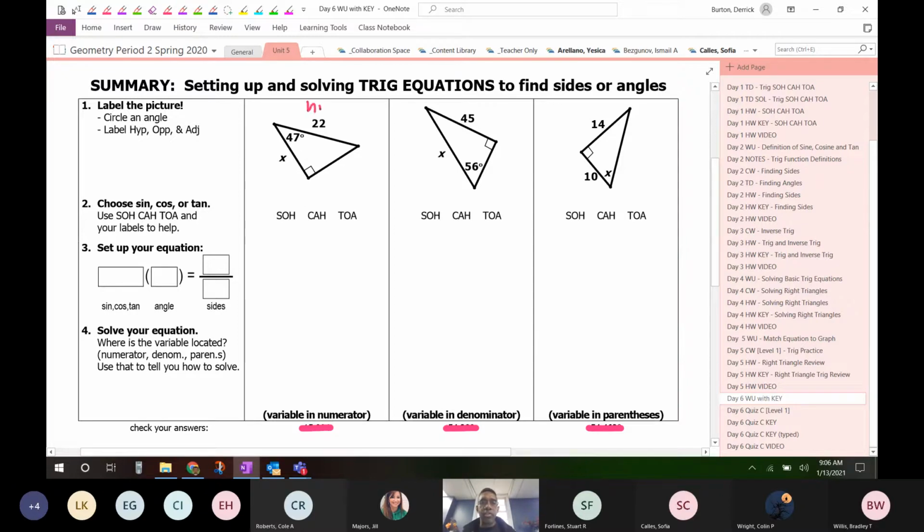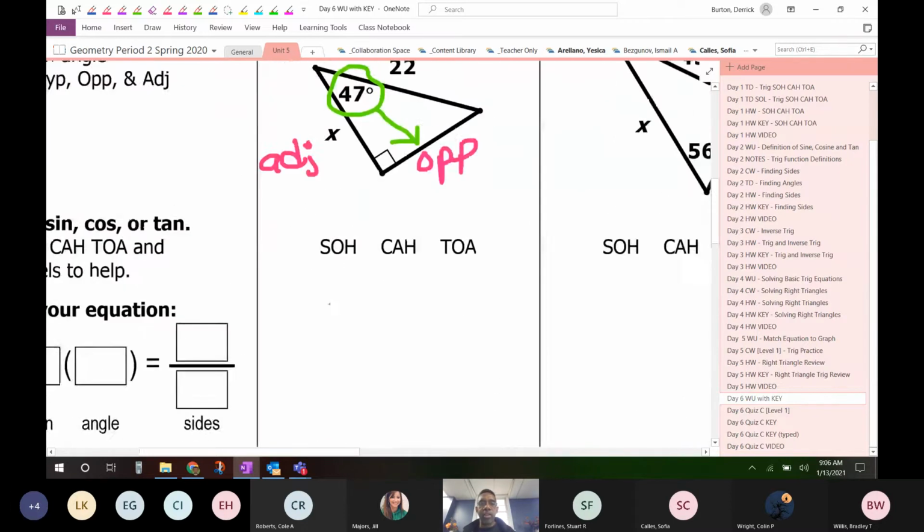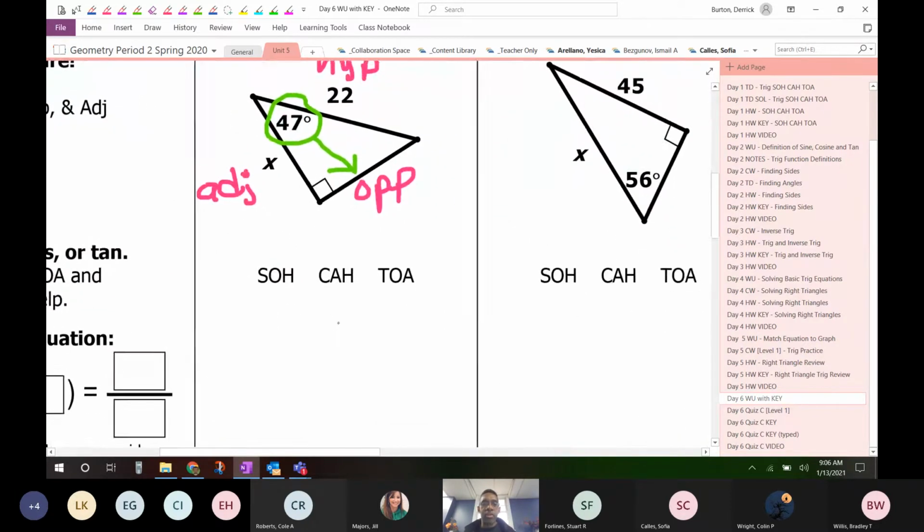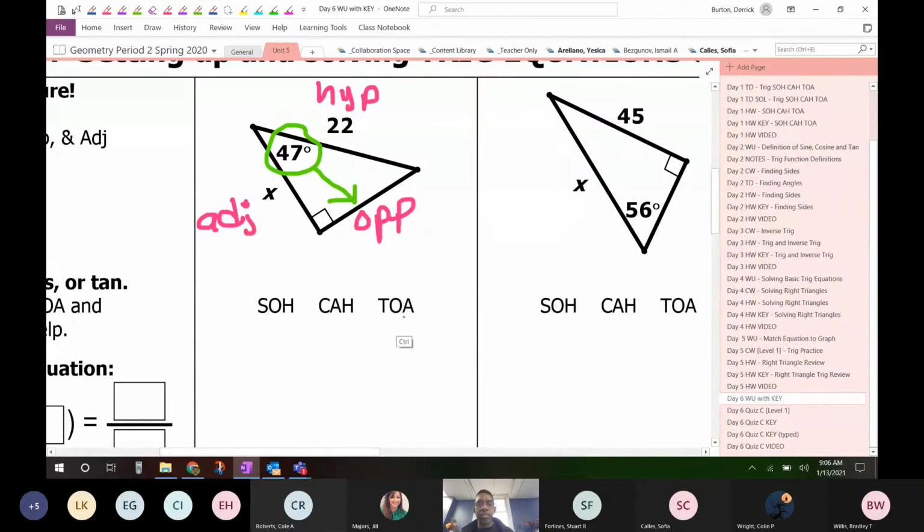we're going to start with the hypotenuse, like we always do. Label the hypotenuse, and then circle the angle that you're dealing with. Draw your arrow. That will point to the opposite side. And then the other side is the adjacent side. Then use your SOHCAHTOA to decide whether or not you're going to use sine, cosine, or tangent. It all depends on the sides that you're working with.